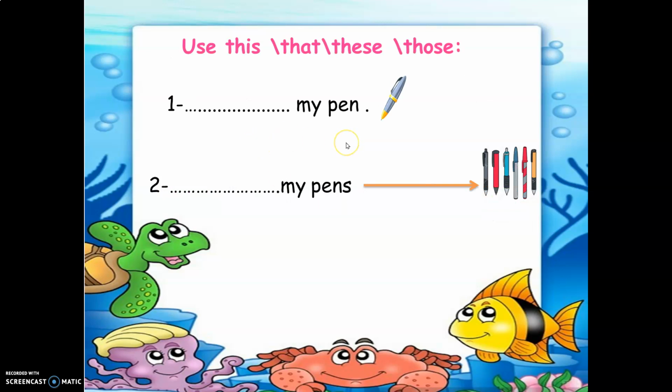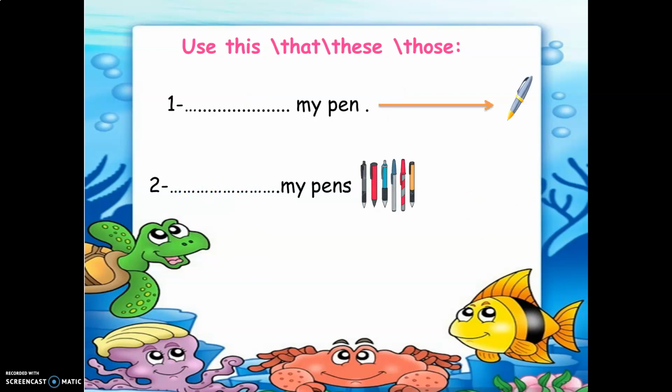Number 1, my pen. What should I use? Here I have one pen, and this pen is near to me. So I should use this. This is my pen. Number 2, my pens. We have more than one pen, plural, and this arrow means these pens are far away from me, so I should use those. Those are my pens.